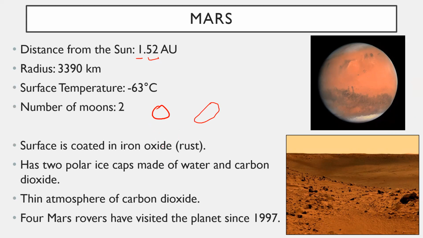The surface is coated in iron oxide. That's why it's so red. Iron oxide, if you might remember, is rust. It has 2 polar ice caps, one at the top, one at the bottom, of course, made of both water and carbon dioxide ice. So there is water on Mars. The atmosphere on Mars is carbon dioxide, so it's the same kind of stuff that we breathe out, but it's a very, very thin atmosphere.